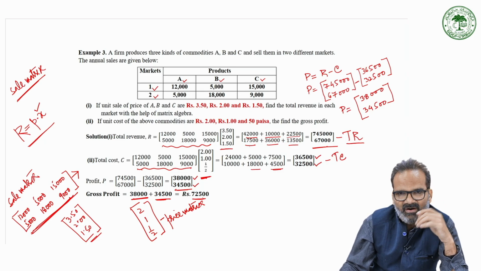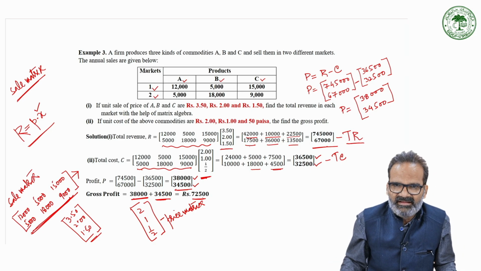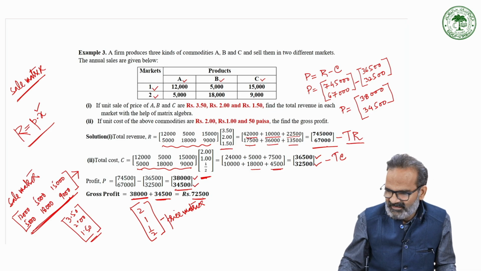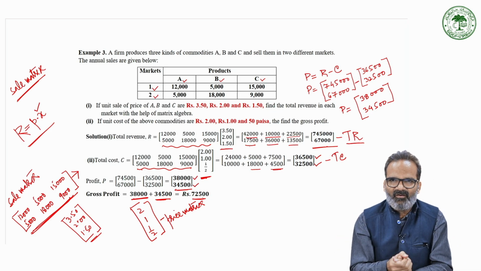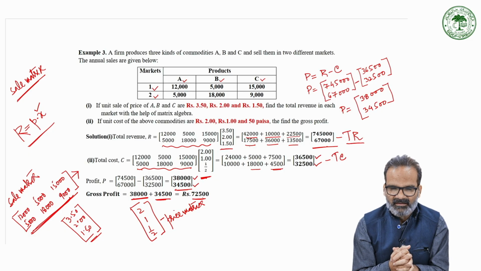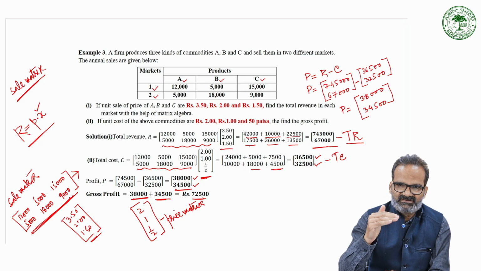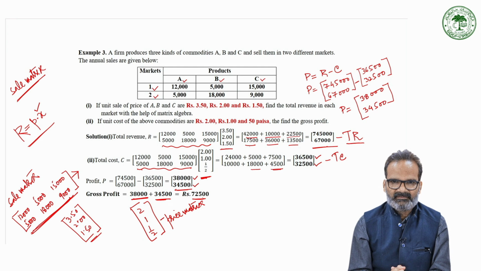So 72,500 is the total or the gross profit earned by these two firms 1 and 2 by selling these three commodities A, B and C. So students, this is how we can use the concept of matrices or matrix algebra to find out the solutions of the practical situations which we generally encounter in our day-to-day life, right?